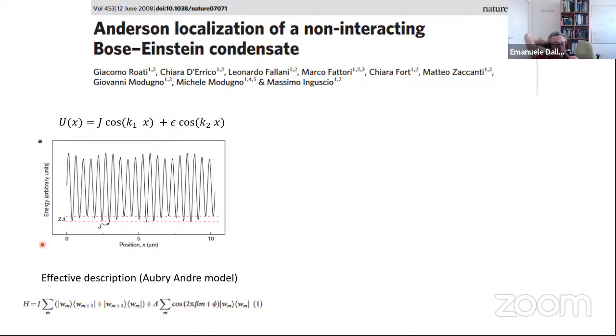If I didn't tell you that there was another periodicity, maybe by looking at the picture you would say, oh, this is just random. You see, it looks like a random potential, up down, up down, up down. So this maps back to a discrete form of the Anderson model, of Anderson localization.